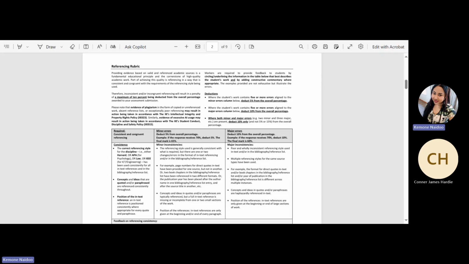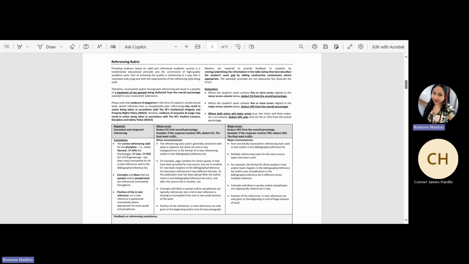If not, we can do a separate referencing refresher closer to the time, or maybe your lecturers will do one with you. But always read the referencing rubric sheet. Some students will overlook this, but this is how we assess your referencing.